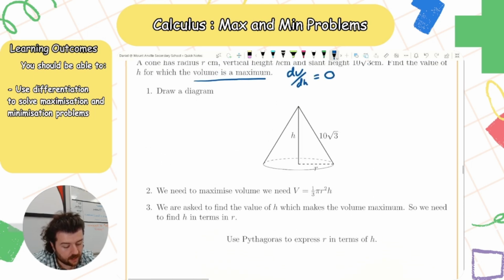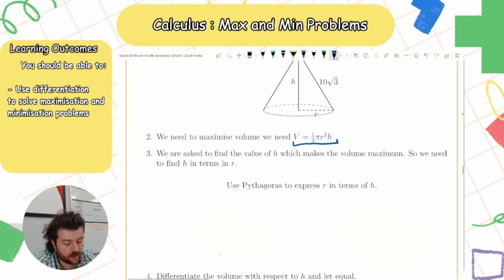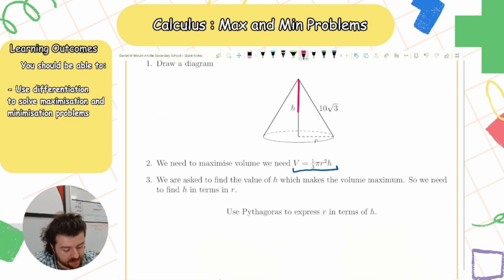So step 1, draw a diagram. Here's my diagram of a cone. My height is h, my radius is r, my slant height is 10 root 3. The volume of a cone is 1/3 pi r squared h. However, I cannot differentiate this and let it equal 0 because I have two variables in here. So I need to only have h's here. In order to do that, I need to write r in terms of h, and what I notice is I can use Pythagoras.